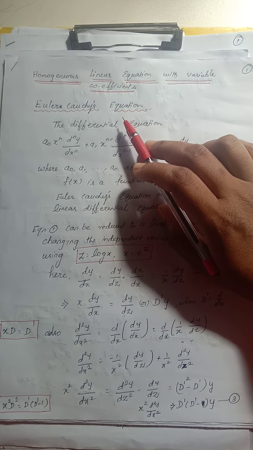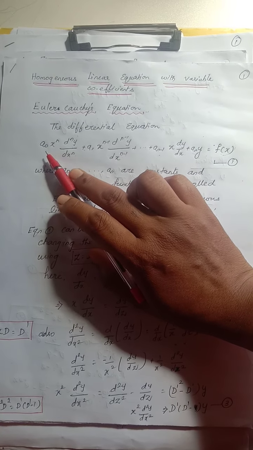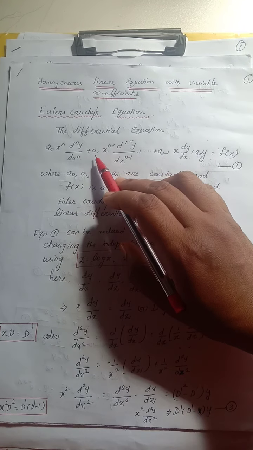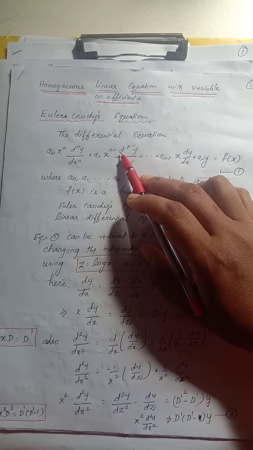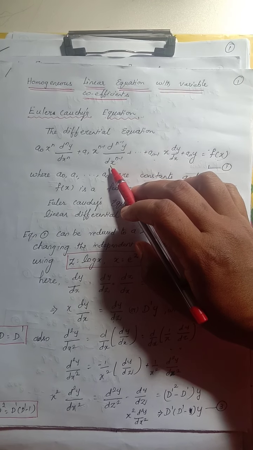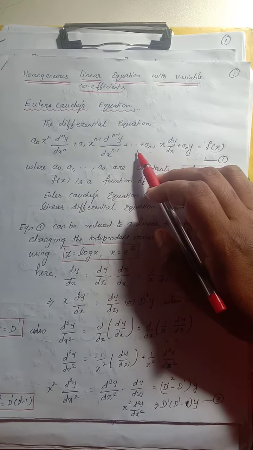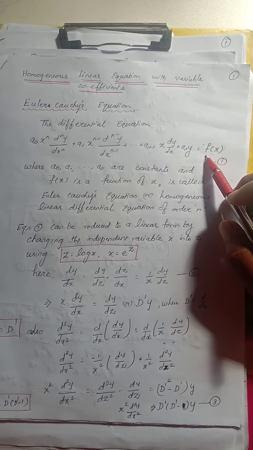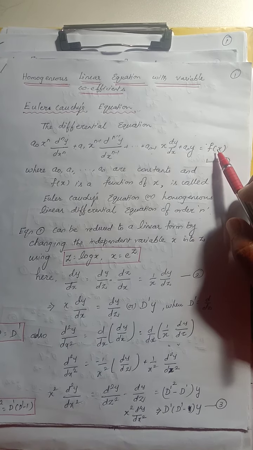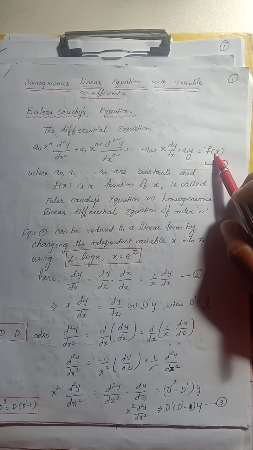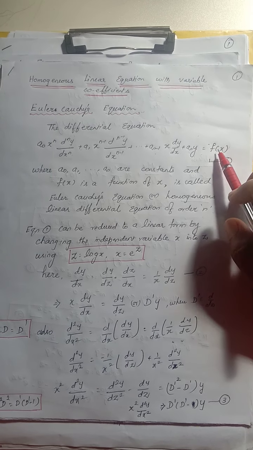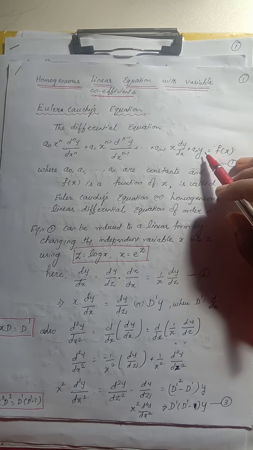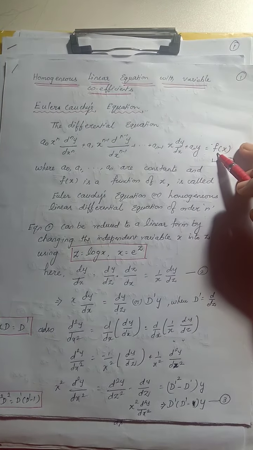The Euler's-Cauchy's equation is a differential equation of the type a naught x power n d power n y divided by dx power n plus a1 x power n minus 1 d power n minus 1 y divided by dx power n minus 1 plus etc. plus a n y is equal to f of x. This f of x is a function of x, maybe an exponential function, algebraic function or trigonometric function, and all other a's are constants, which is called an Euler's-Cauchy's equation.